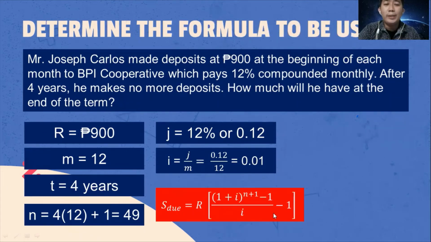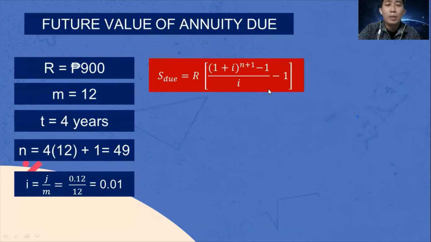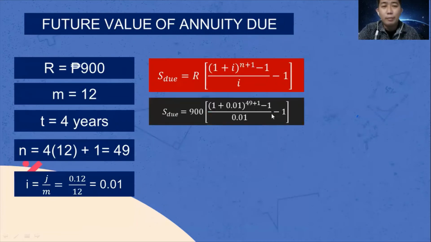The formula to be used again: annuity due is equal to R multiplied by the quantity of 1 plus I raised to n plus 1 minus 1 over I minus 1. Since we have the given, we can now substitute the given on the formula. It goes like this. We have R, that is 900. The value for I is 0.01. N is 49. Then we have plus 1 here. I is 0.01 minus 1.